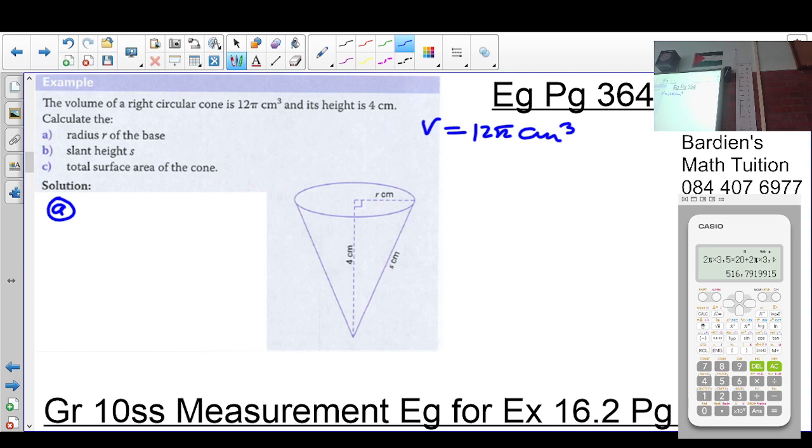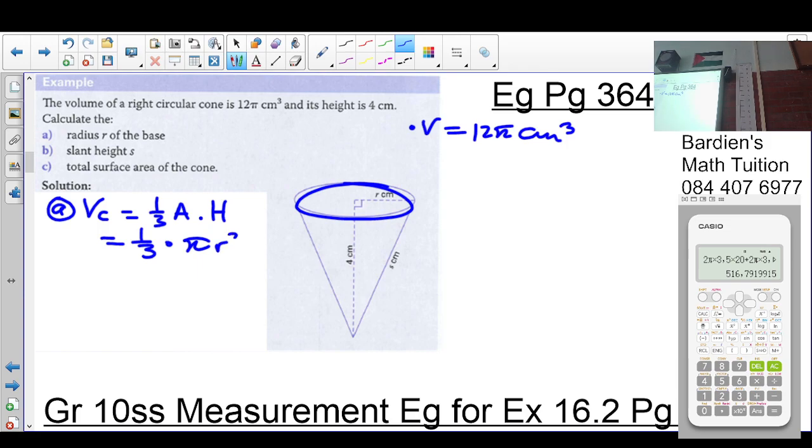People, so the radius, you see what we are given is the volume, not so. So in other words, I must use the volume formula. So what's the volume of a cone? It's 1 over 3, area of base times the depth of the object. So it's a third times, how do you calculate the area of a circle? Pi r squared times the depth of the object, 4. And what's the volume equal to? The volume is 12 pi.